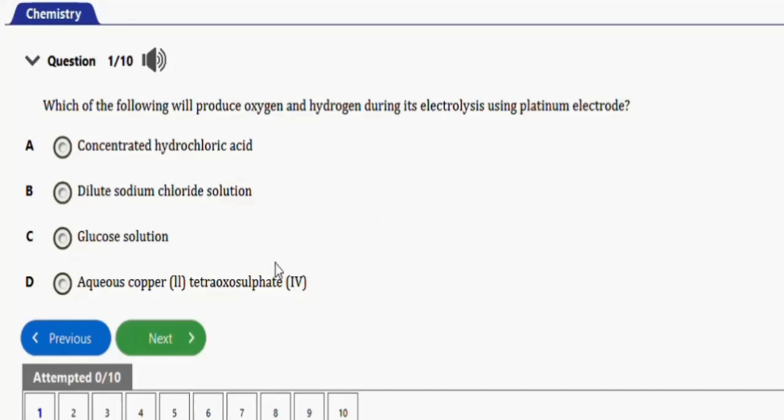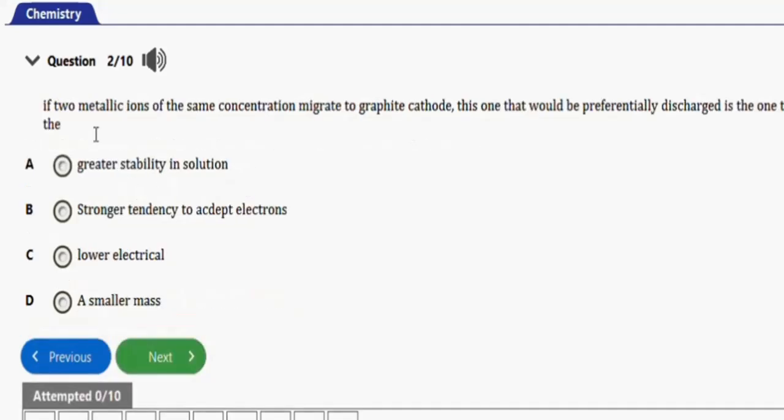Let's get started. The first question I have here says, which of the following will produce oxygen and hydrogen during its electrolysis using platinum electrode? We have concentrated hydrochloric acid, dilute sodium chloride solution, glucose solution, aqueous copper 2 tetraoxosulfate 4. So the right option is option B, which is dilute sodium chloride solution. Very important, guys.